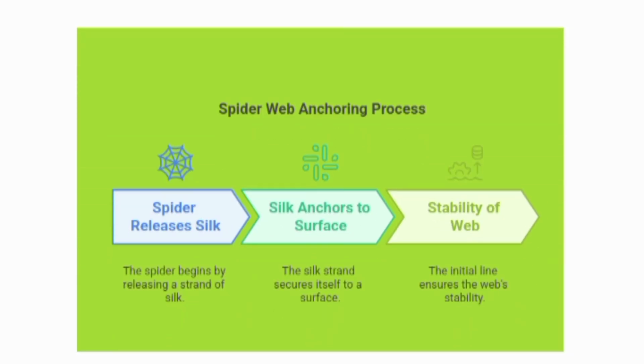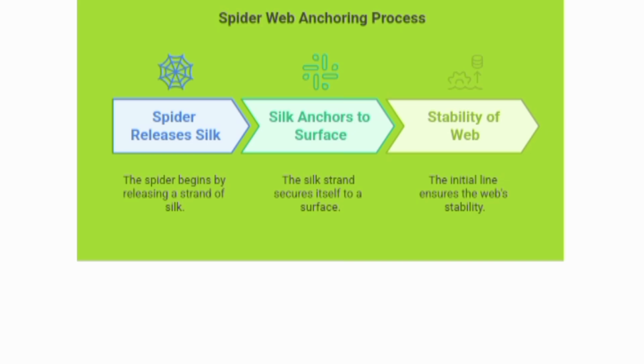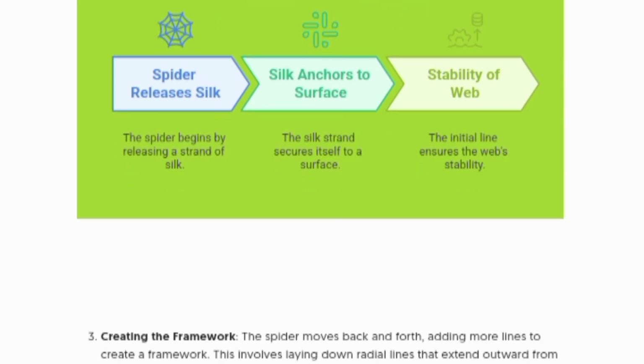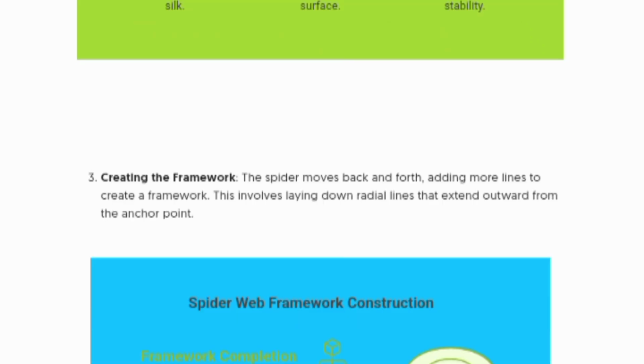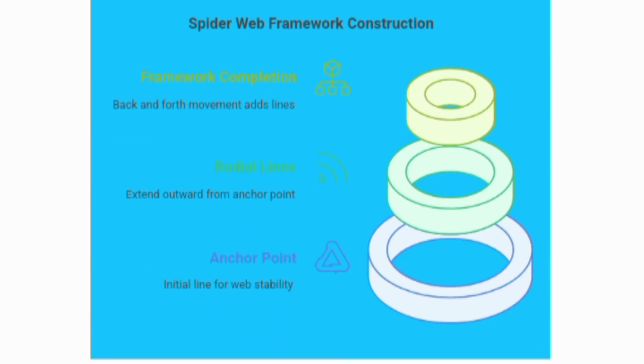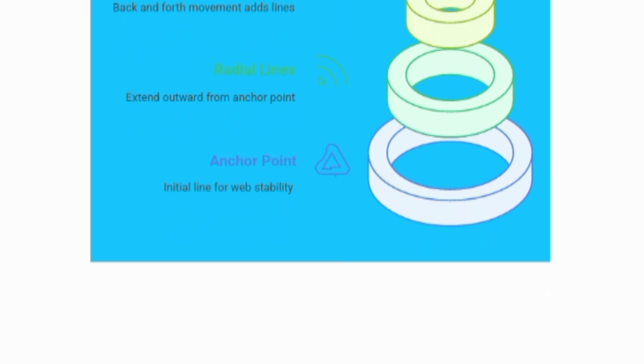Third is creating the framework. The spider moves back and forth, adding more line to create a framework. This involves laying down radial lines that extend outward from the anchor point. Fourth is building the spiral. Once the framework is established, the spider constructs a spiral pattern. It starts with a non-sticky spiral to create the shape, followed by a sticky spiral that will capture prey.